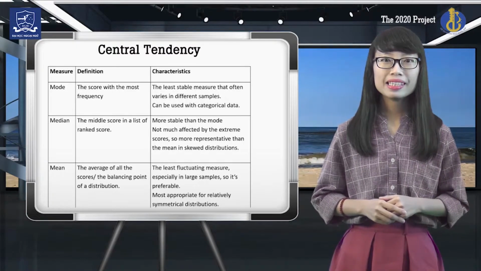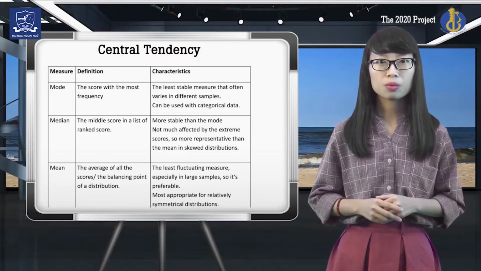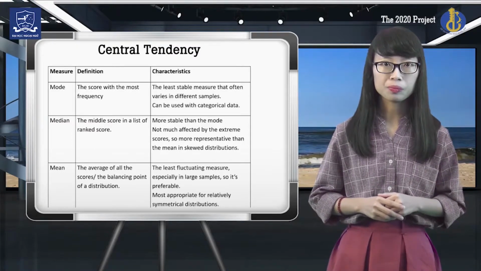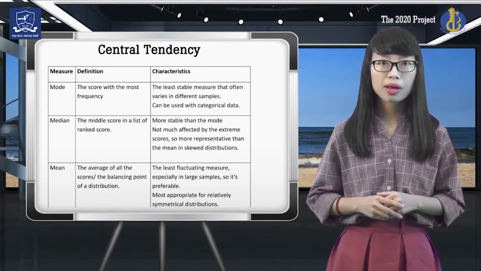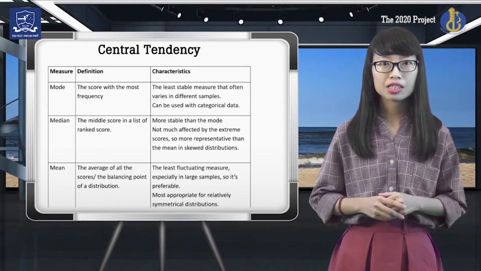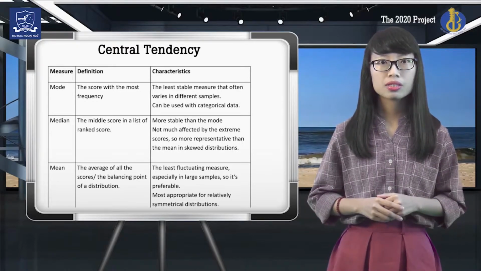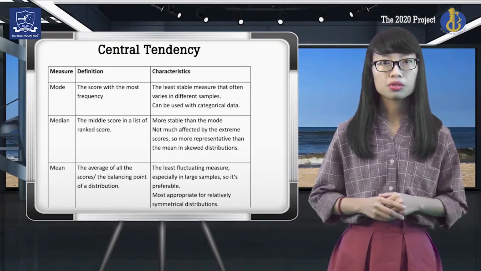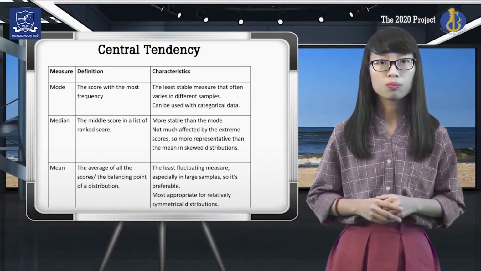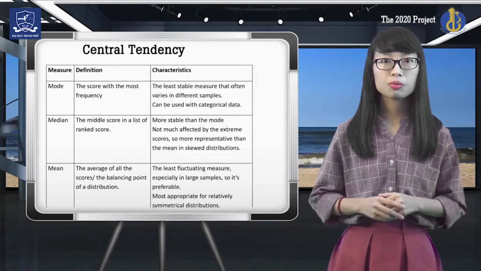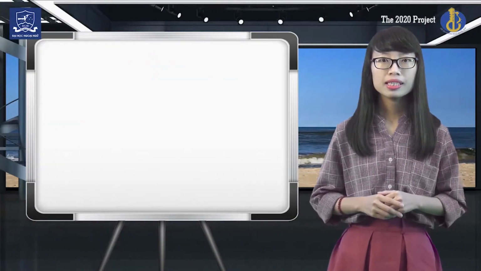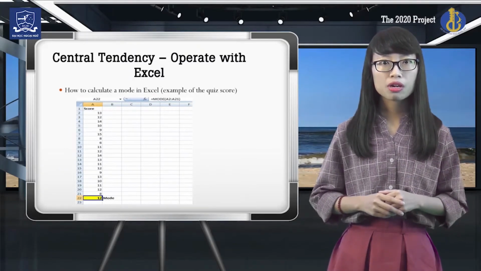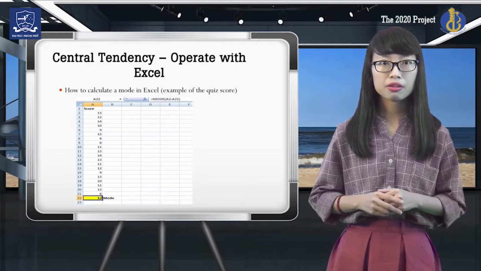Lastly, the mean is the average of all the scores, or in other words, the balancing point of a distribution. This is the most stable measure, especially in large samples. So it is the preferred measure of central tendency. Moreover, the mean is the most suitable for relatively symmetrical distributions. In Excel, we can get the mode, the median, and the mean with the functions MODE, MEDIAN, and AVERAGE.